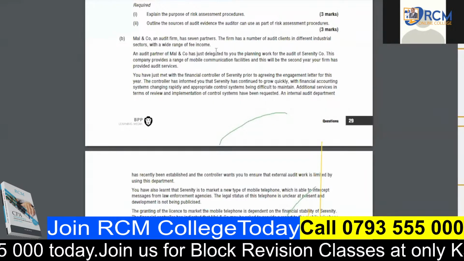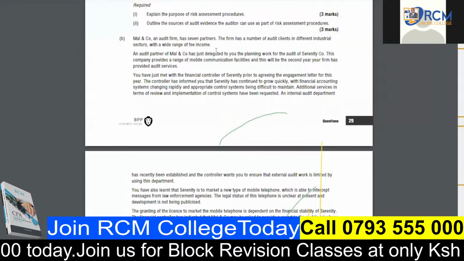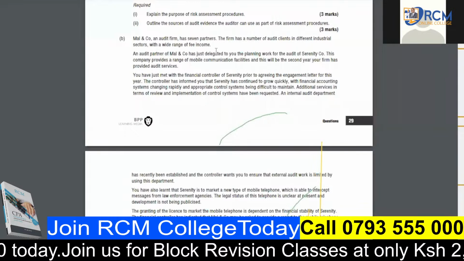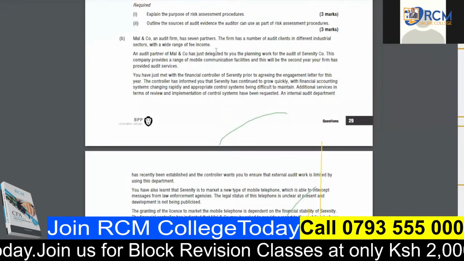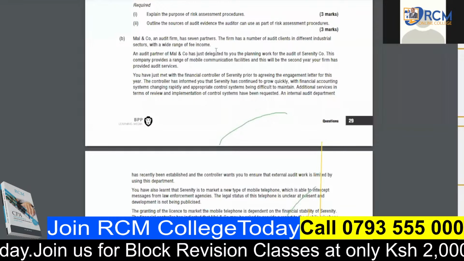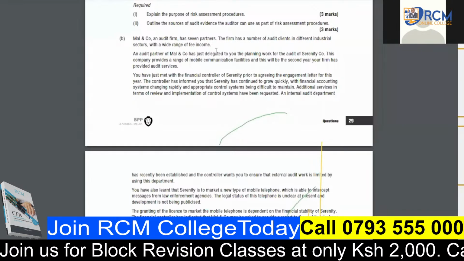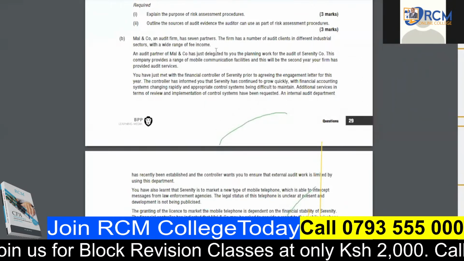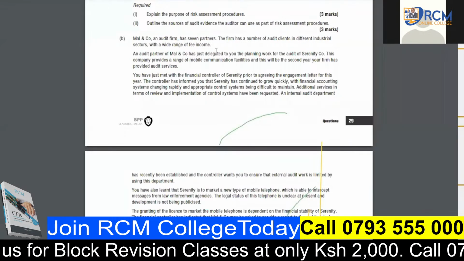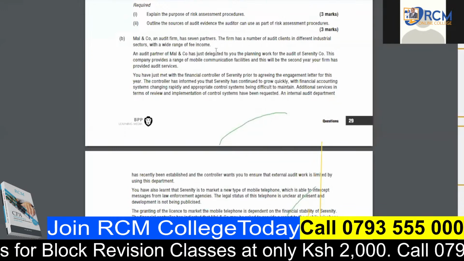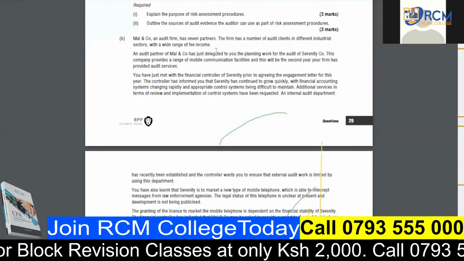You have also learned that Serenity is to market a new type of mobile telephone, which is able to intercept messages from law enforcement agencies. The legal status of this telephone is unclear at present, and development is not being publicized. The granting of the license to market the mobile telephone is dependent on the financial stability of Serenity. The financial controller has indicated that Marland Company may be asked to provide a report to the Mobile Telephone Licensing Authority regarding Serenity's cash flow forecast for the year ending December 2017 to support the license application.